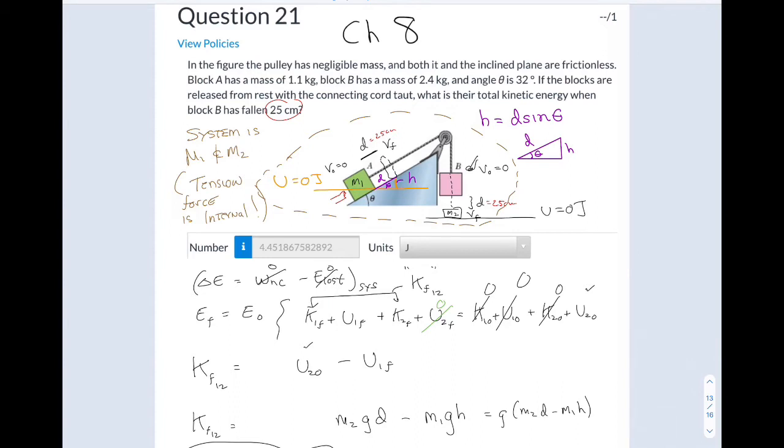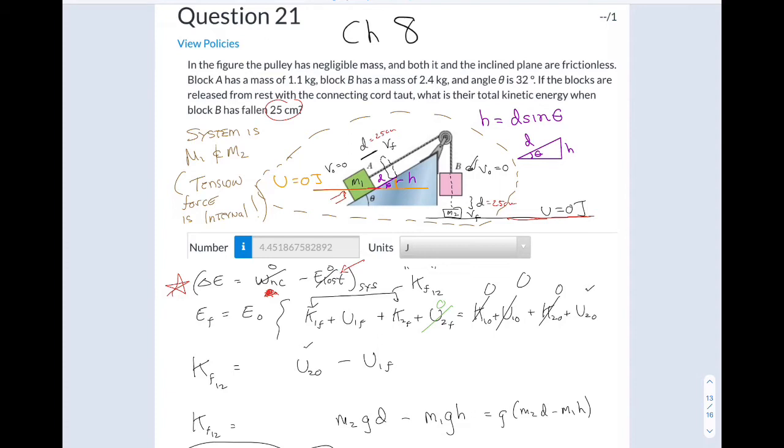Now, I picked two reference points. The lowest point that M2 gets is here, so that's potential energy reference point equals 0 for number 2. Here's my lowest point for number 1, there's my potential energy reference point for number 1. Here's our go-to energy expression. Normal force does no work, and there's no kinetic friction. Now let's look at what non-conservative forces act on the system.